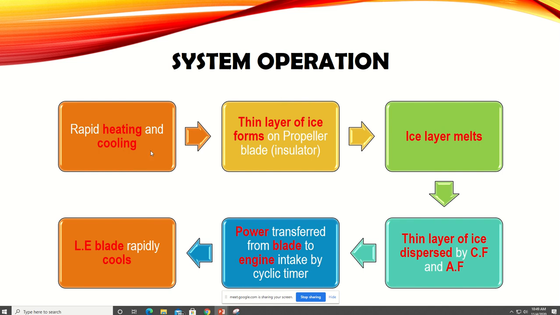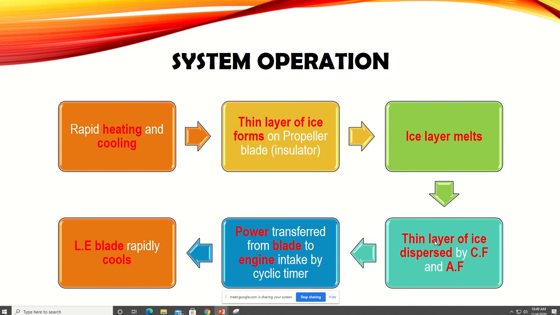Rapid heating and cooling, meaning on and off. On for 30 seconds and then off for 30 seconds, then it goes to another area. So a thin layer of ice forms. Remember this is the ice, so it can form on the propeller blade, which is the boot, the insulator. And then the ice layer melts. The thin layer of ice is dispersed by CF. CF is centrifugal force, and AF is aerodynamic force, something like that.